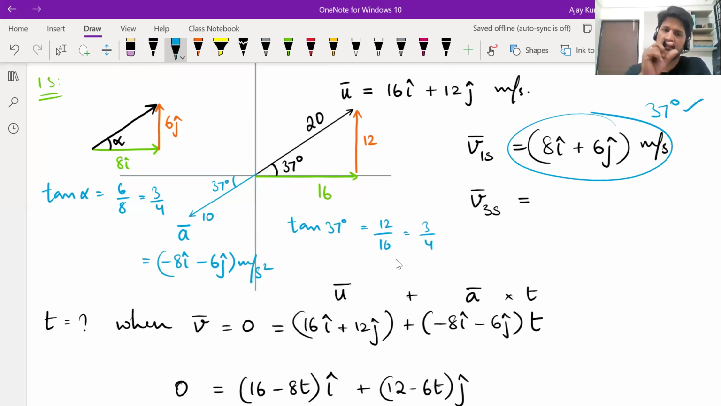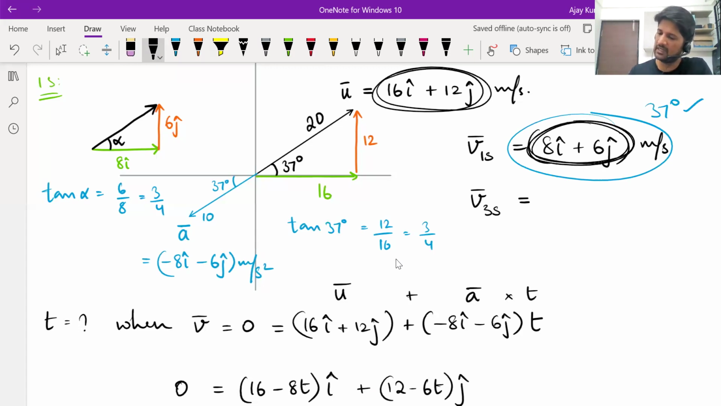Fine. So if acceleration is exactly opposite to velocity, it slows down and continues in the same direction for some time. You can even see that it has slowed down because initial velocity components are 16 and 12. After 1 second, the components become 8 and 6. The components have become smaller. That means the original vector becomes smaller. Okay, so velocity's magnitude has decreased, direction remains the same. Up to 2 seconds, it remains the same.